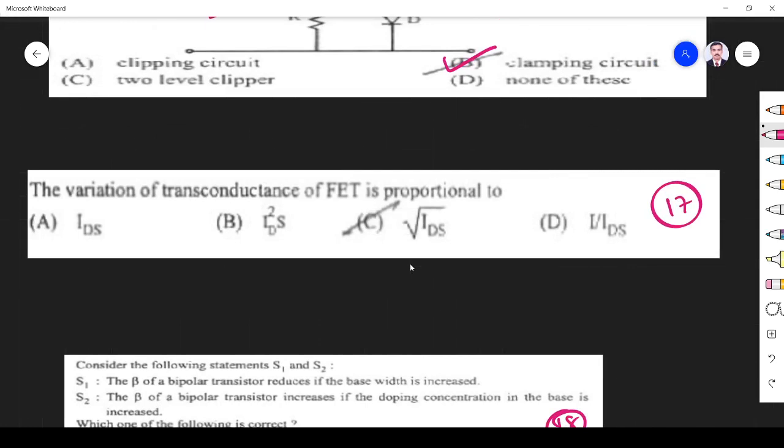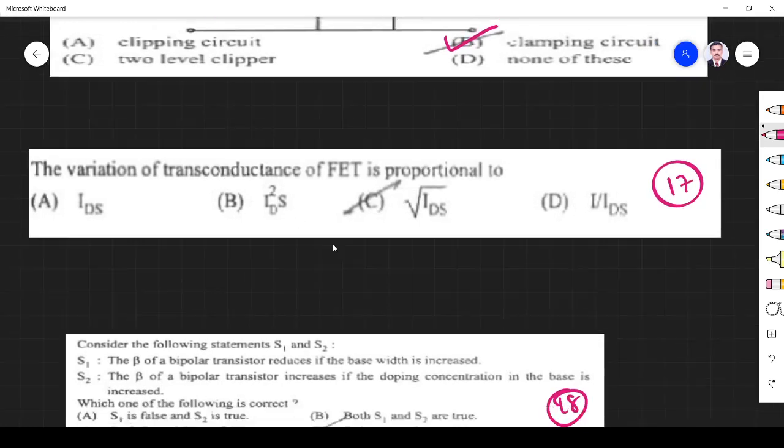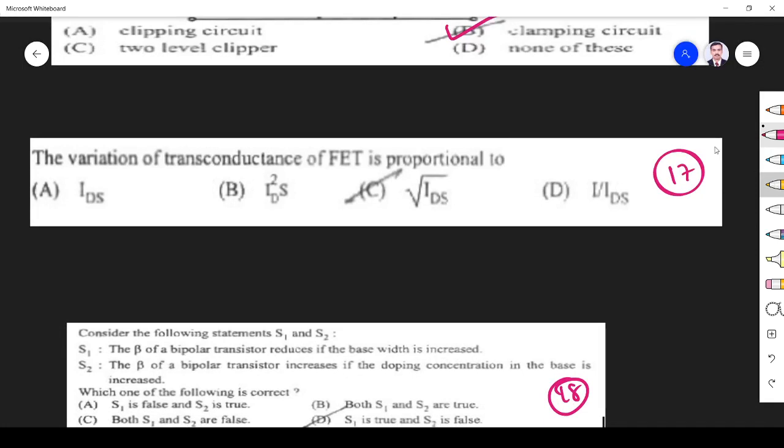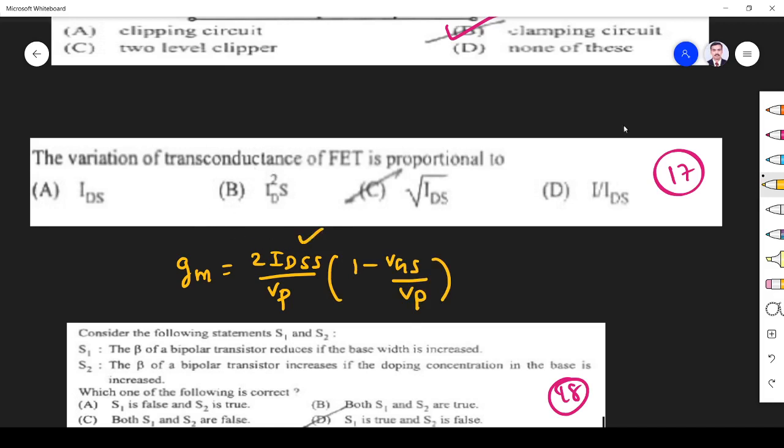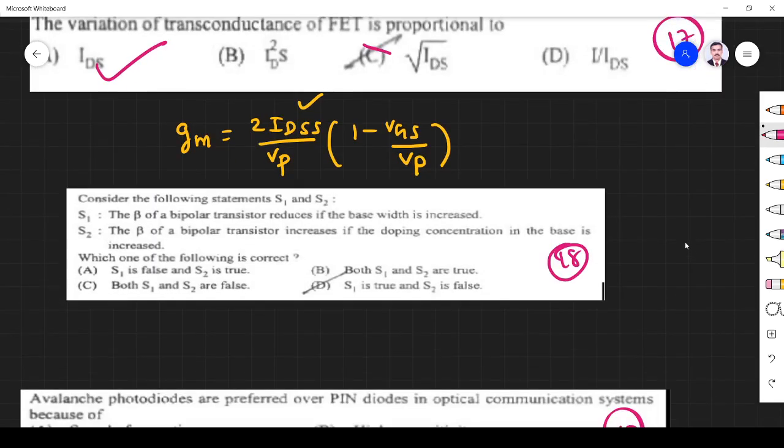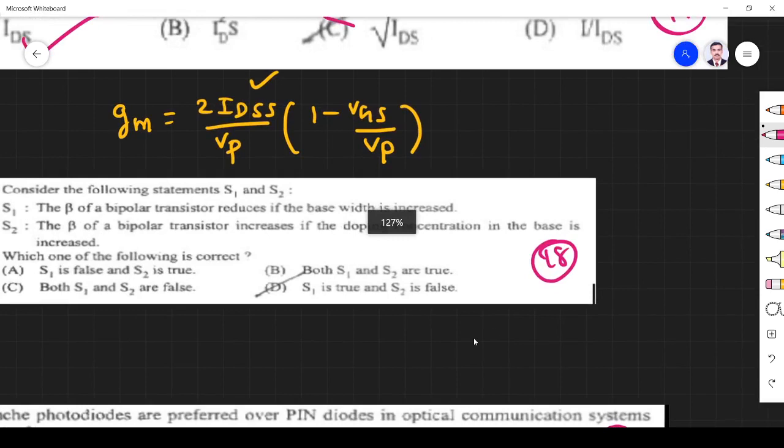Next question, the variation of transconductance of FET is proportional to what? We know the transconductance of FET is given by GM is equal to 2IDSS divided by VP times 1 minus VGS by VP. So GM is directly proportional to IDSS. So it is not this one, it is IDSS, right? Option A is the right answer.